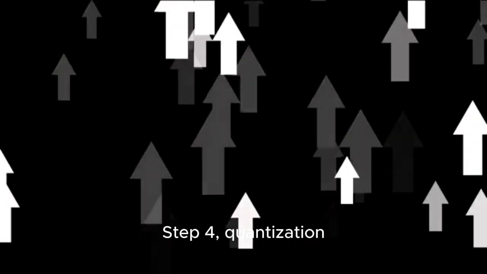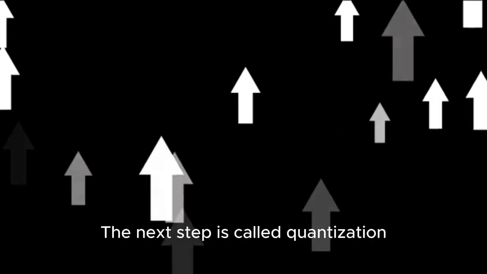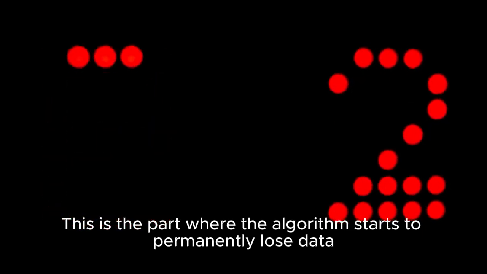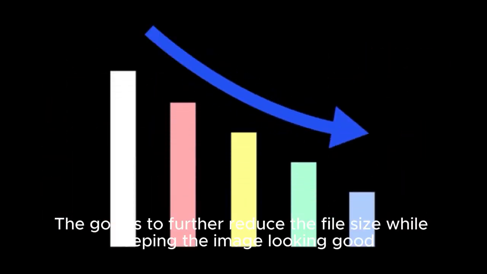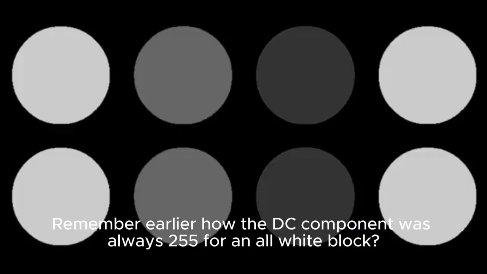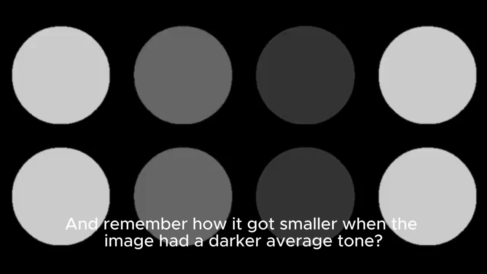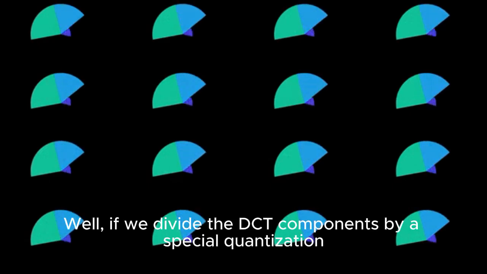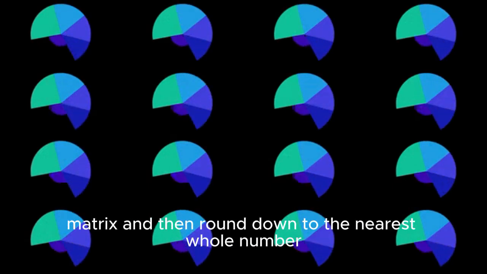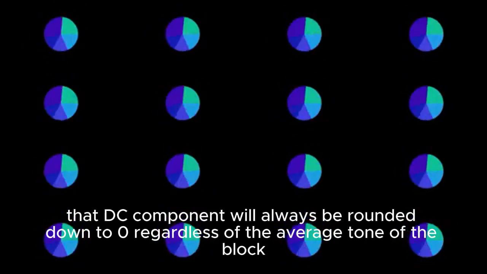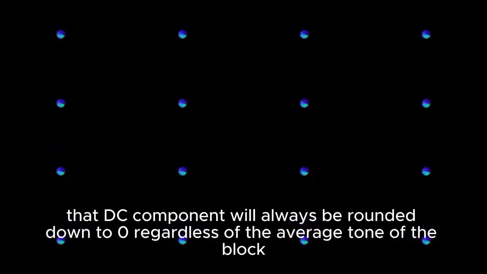Step 4. Quantization. The next step is called quantization. This is the part where the algorithm starts to permanently lose data. The goal is to further reduce the file size while keeping the image looking good. Remember earlier how the DC component was always 255 for an all-white block? Remember how it got smaller when the image had a darker, average tone? Well, if we divide the DCT components by a special quantization matrix and then round down to the nearest whole number, that DC component will always be rounded down to 0 regardless of the average tone of the block.